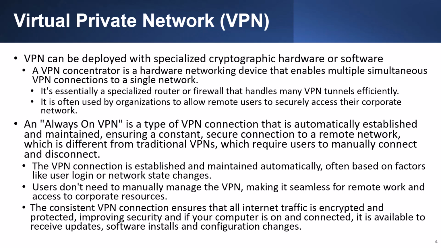An always-on VPN is a type of VPN connection that is automatically established and maintained, ensuring a constant secure connection to a remote network, which is different from traditional VPNs, which require users to manually connect and disconnect. The VPN connection is established and maintained automatically, often based on factors like user login or network state changes. Users don't need to manually manage the VPN, making it seamless for remote work and access to corporate resources.